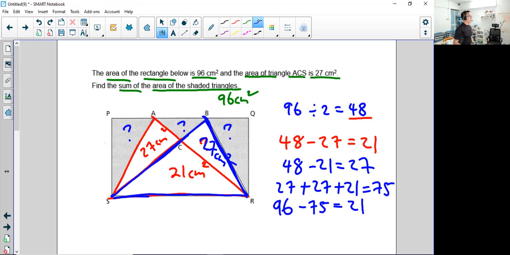So the area of the shaded triangles is 21 centimeters square. And that's how you solve.